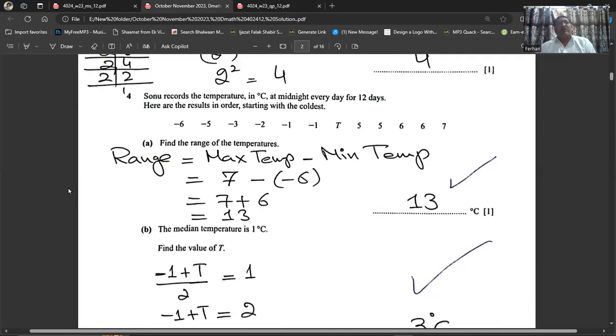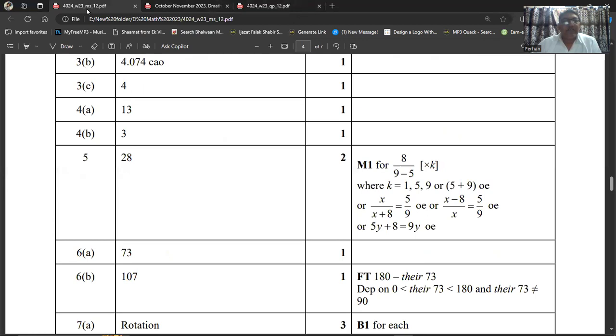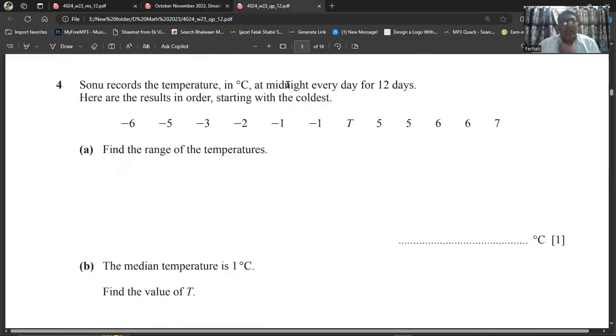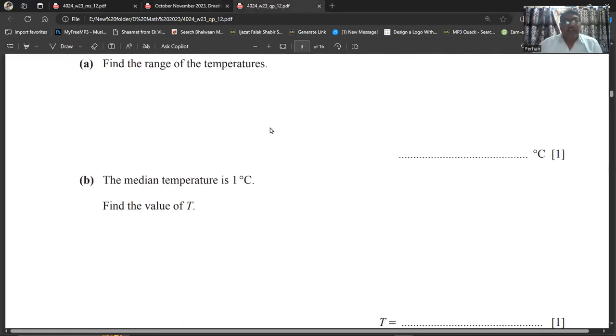So the range is maximum temperature minus the minimum temperature. So it will be 7 minus -6. It will become 7 plus 6, that is 13. So the range is 13 degrees centigrade. So our answer is right. This is the solution.